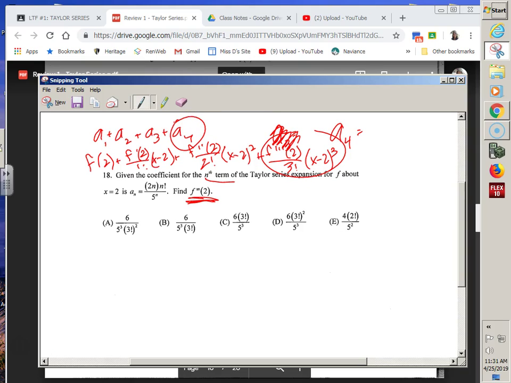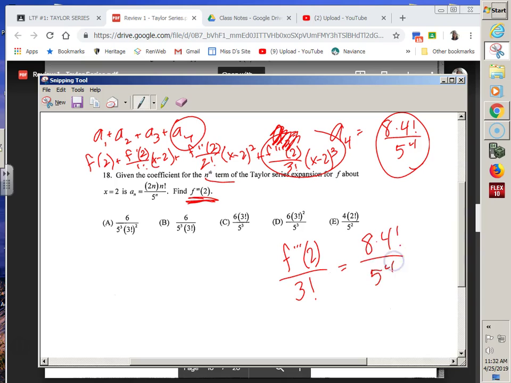Yeah. So in the fourth term, we would plug in 2 times 4 is 8 times 4 factorial all over 5 to the fourth. But careful, this is the coefficient, right? Because the coefficient equals the derivative over the factorial. So then I have to say the third derivative of 2 all over 3 factorial is equal to 8 times 4 factorial all over 5 to the fourth. Multiply by 3 factorial.